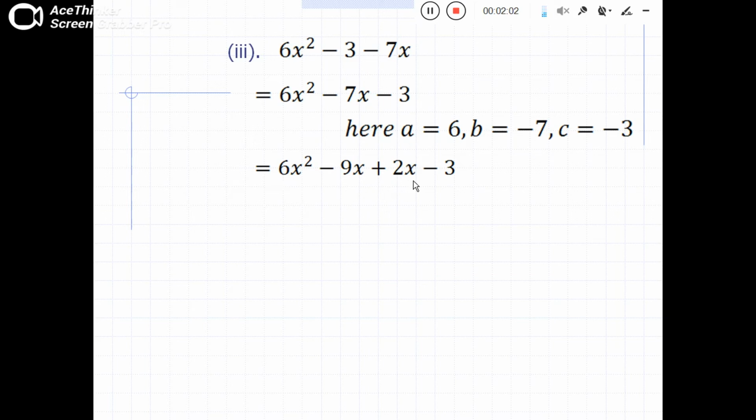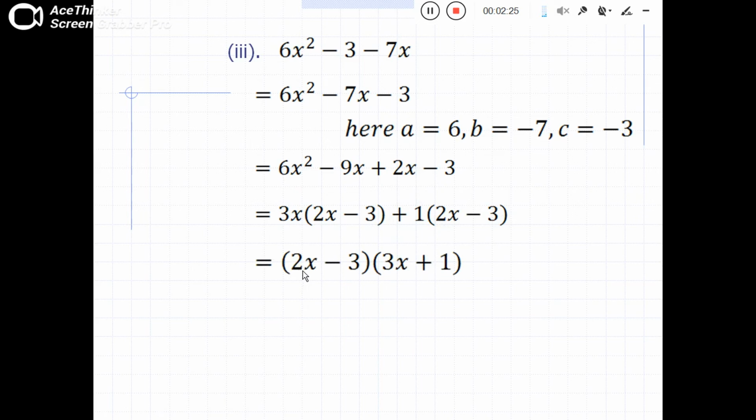So after getting these four terms, we have to make two pairs from this. From the first pair, let us take the common. So 3x is common from the first pair. You will get 2x, 3 2s are 6, 2x minus 3, 3 3s are 9. And from the second pair, 1 is common. So 1 taken common, 2x minus 3. So you got the factors 2x minus 3 and 3x plus 1.